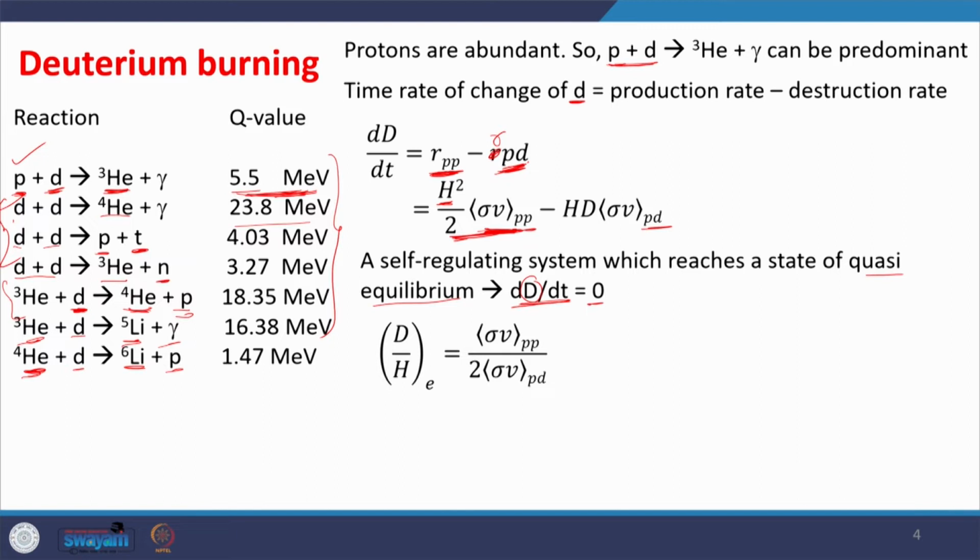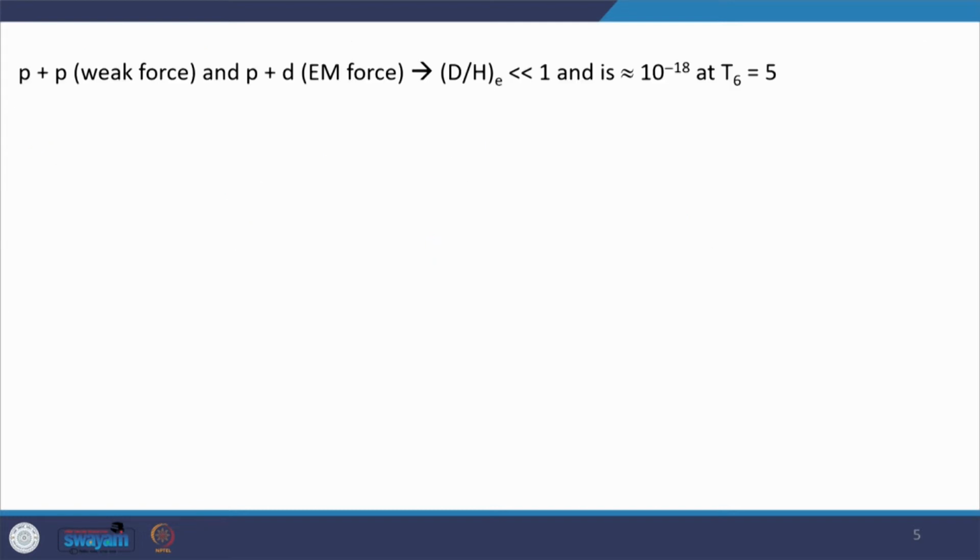Now, from this one can say d by dt is equal to 0, and this expression gives rise to this expression. The ratio of deuterium and hydrogen at equilibrium depends on the reaction rates, where 2 is in the denominator. Okay? Now, let us see some more features of this D by H ratio. See, the P plus P reaction is not via electromagnetic or nuclear interaction, it is via the weak force, whereas P plus D is because of the EM force.